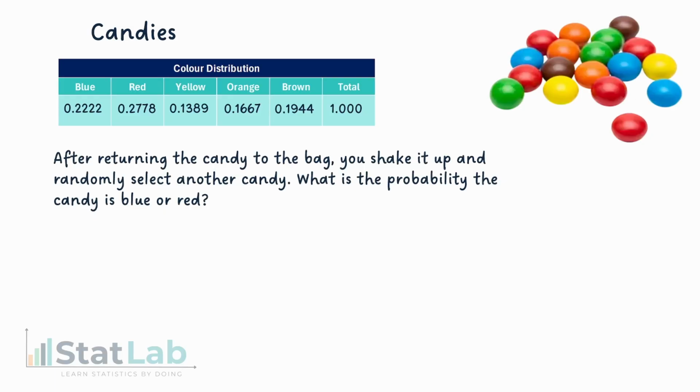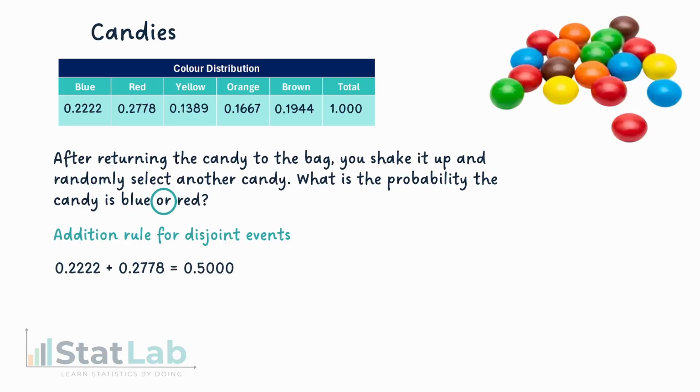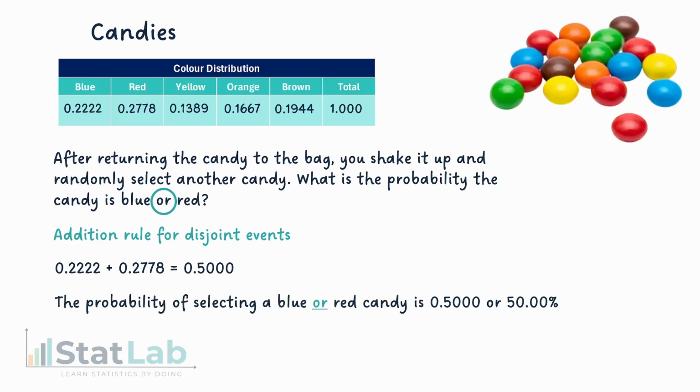Okay, let's look at another one. Same thing, you return all the candies, you shake it all up, and you select another candy. This time, what's the probability that the candy is blue or red? So now we have 2 options. For this, we're going to use something called the addition rule for disjoint events. And the reason why we can do that is because of this word right here, or. If you see or, you know you're going to be adding these things together. So we would take the probability for blue and add it to the probability for red. And that would give us our total probability because either one of those is what we're looking for. The probability of selecting a blue or red candy is 0.5000 or 50%.